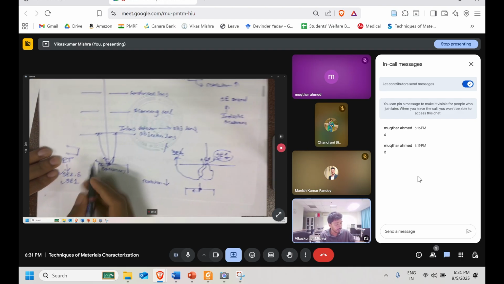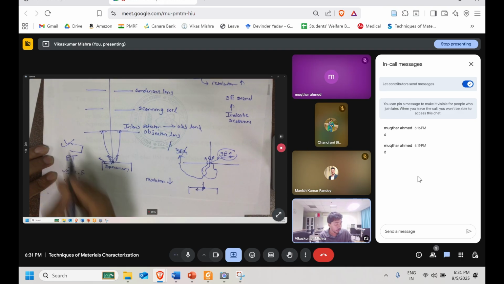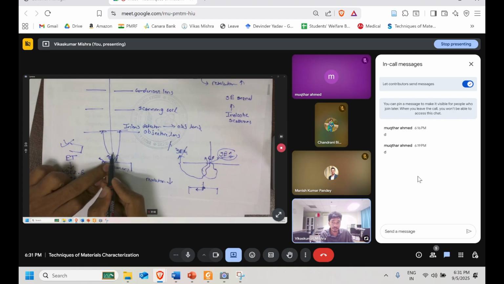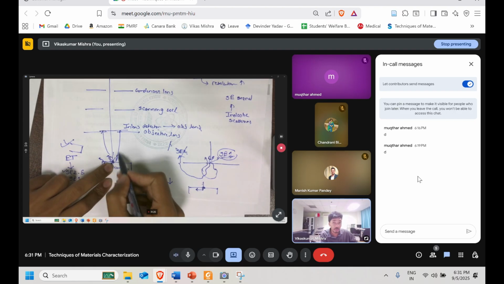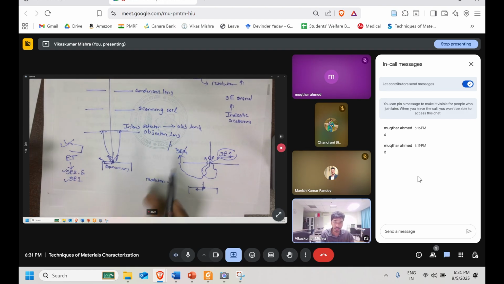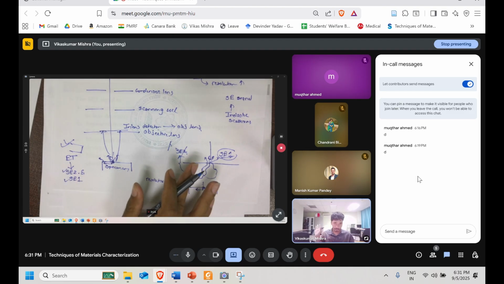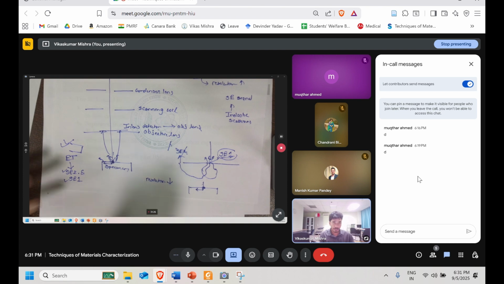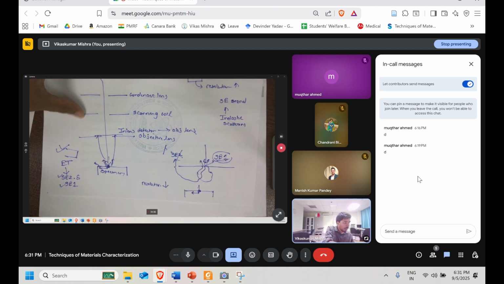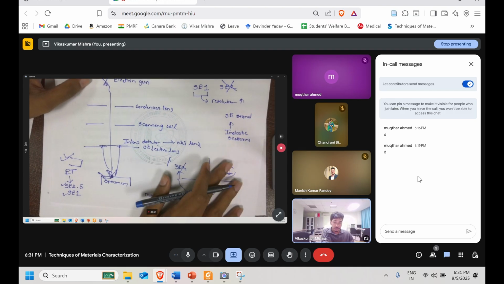So instead of detecting from an angle, we are detecting from the beam which is close to the primary beam, and now we are getting better resolution. Okay, so this is how the in-lens detector works. If there is any doubt in these things, let me know.